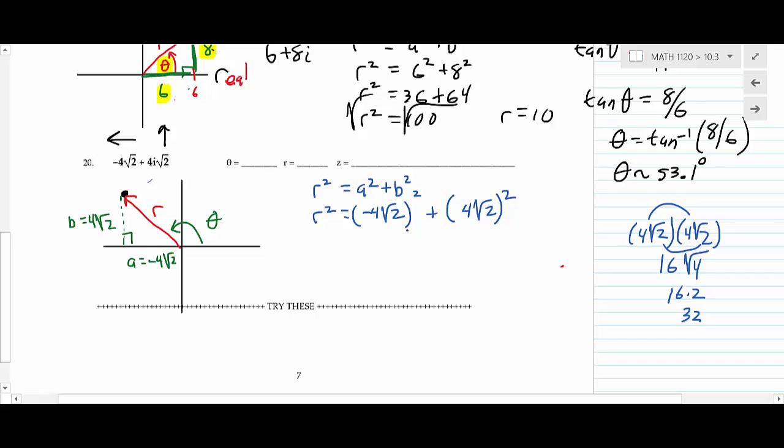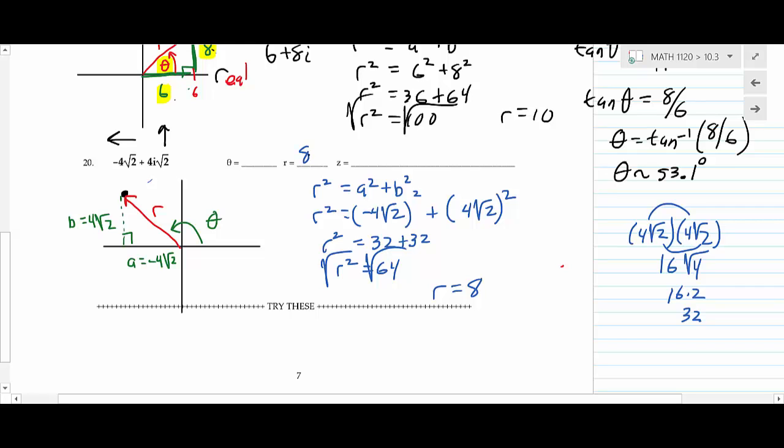So what you're going to have is r squared is equal to 32 plus 32. So that's r squared equals 64. So what's r? 8. Okay, so we got that. So we'll end up having r is equal to 8. So that's half of the problem done right there.